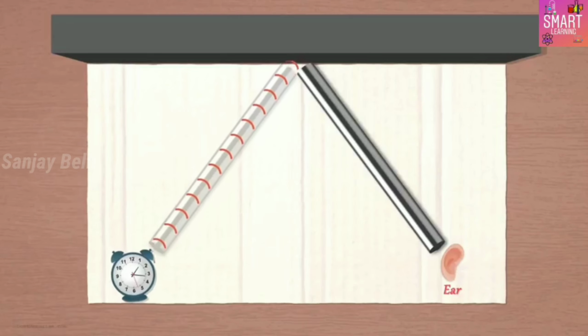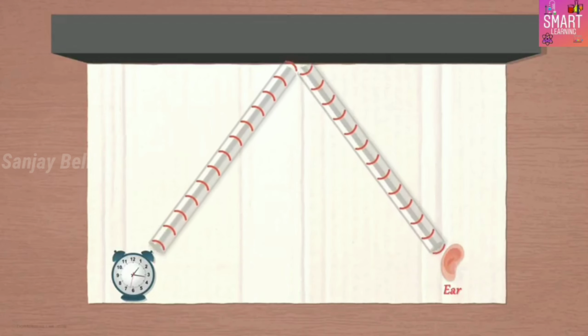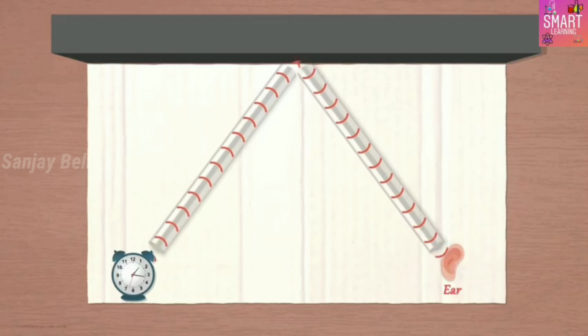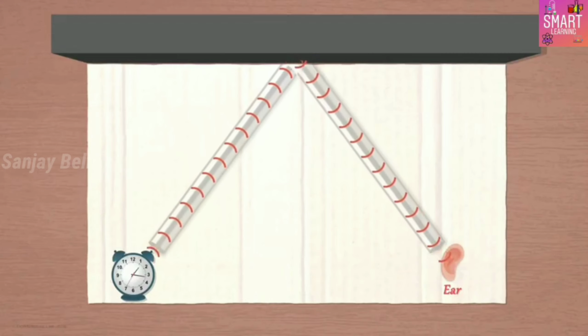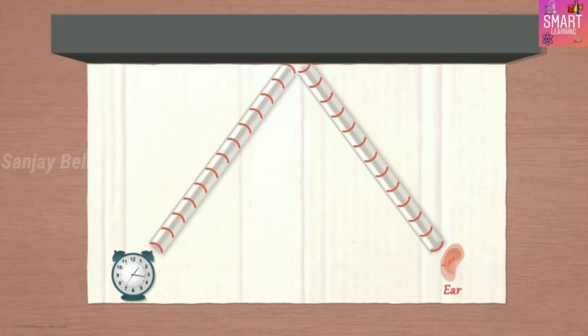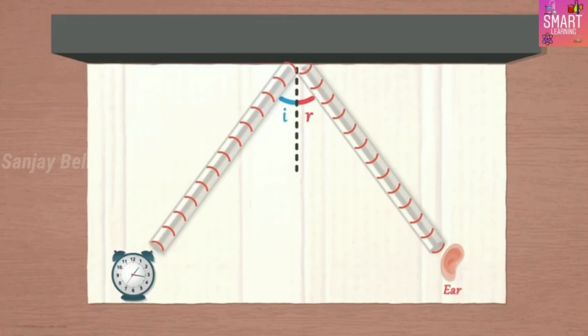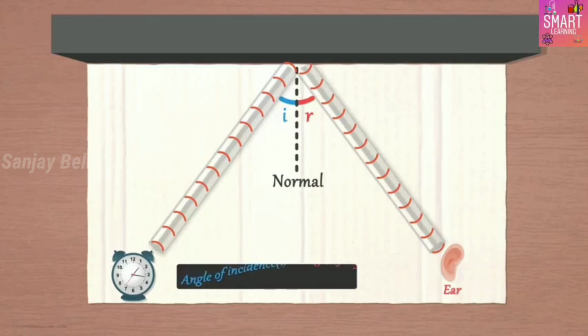The sound waves from the clock pass through this pipe and are incident on the wall. They get reflected, pass through the other pipe and enter your ear. You will notice that these two angles are approximately equal. The angle of incidence will be equal to the angle of reflection if we ignore any human errors.